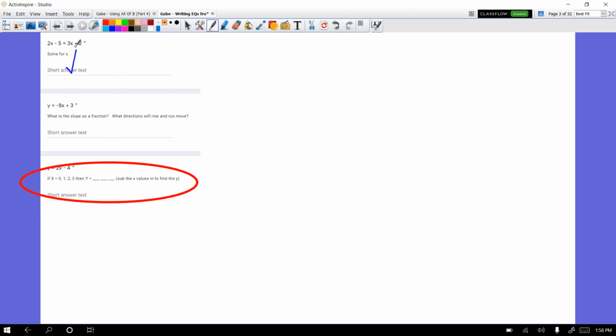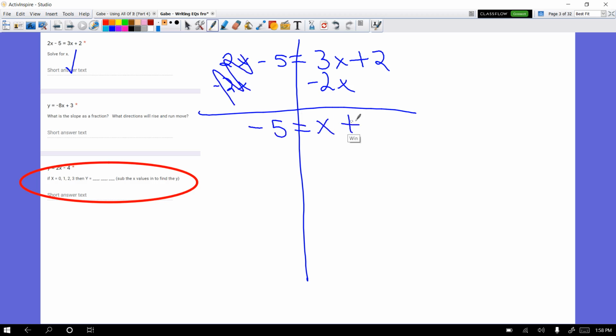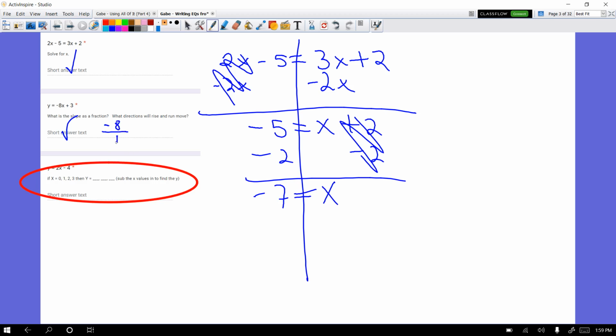Super impressive on this. You got x equals negative 7. You did a great job. You started with the smaller variable. So I'm just going to go over it because I think it helps to see it. But this was very impressive. Start with the smaller variable. Like perfect. And then for what was the slope as a fraction, you nailed that as well. You saw negative 8, so down 8 over 1. In what directions will the rise and run move? That's going to be down and right.